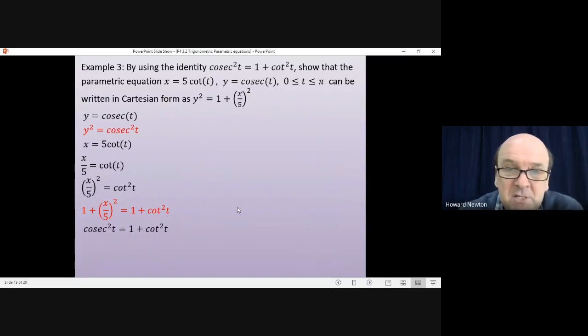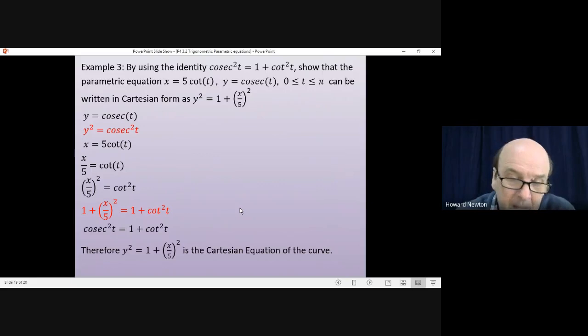And now we can just use the identity. Cosec squared t equals 1 plus cot squared t. So substituting in for cosec squared t is y squared, and 1 plus cot squared t is equal to this. We get straight to the answer. y squared equals 1 plus x over 5 all squared is the Cartesian equation of the curve.